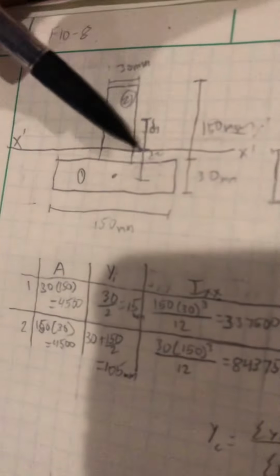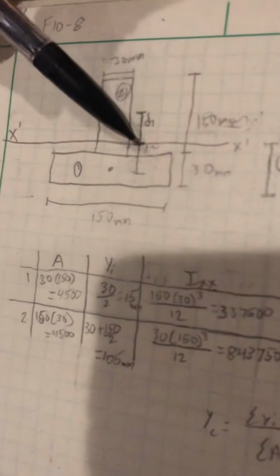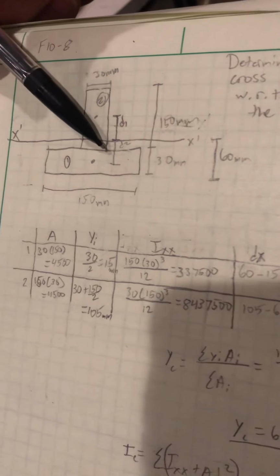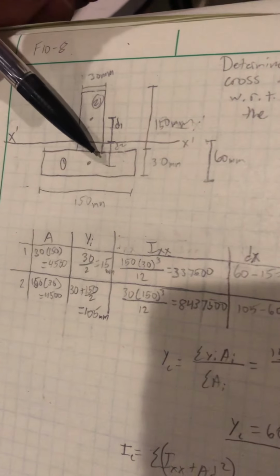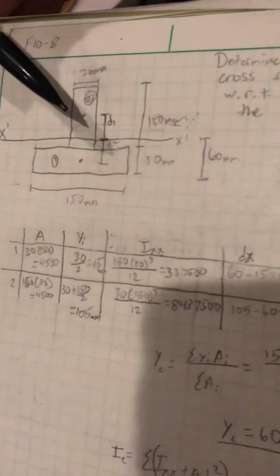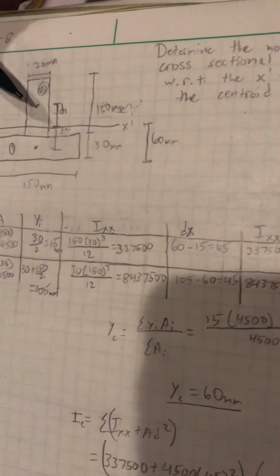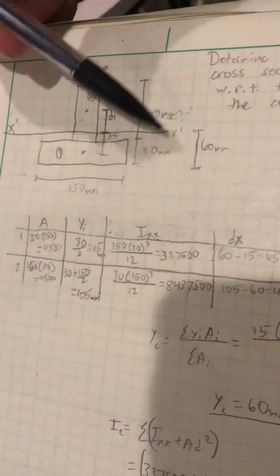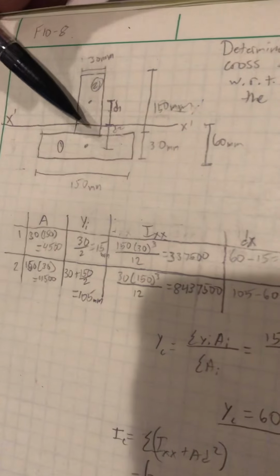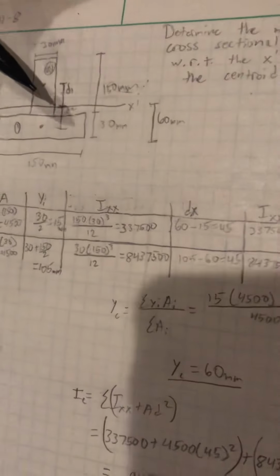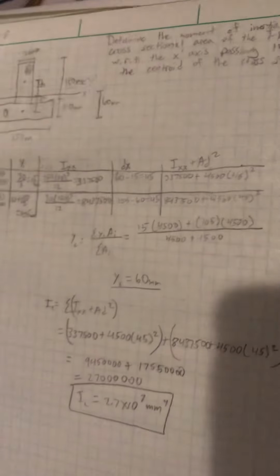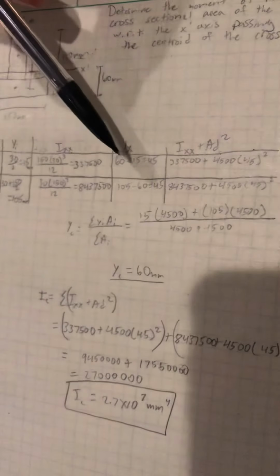And then to find this distance, we take the 105 minus 60, which is this value. So we find this height, and then we minus 60, which is 45 as well. So I put those values here.